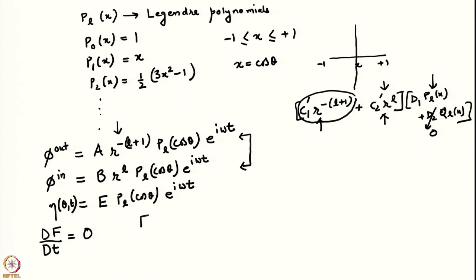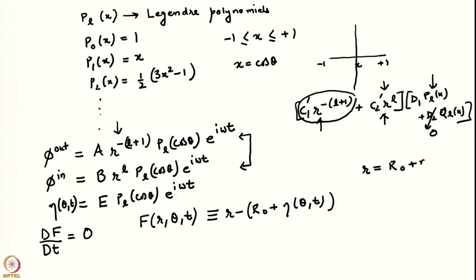So F in this case is going to be a function of r, theta and t, and this will be defined as r minus r0 plus eta, and eta itself is a function of theta comma t. You can see that the perturbed interface is given by r equal to r0 plus eta.